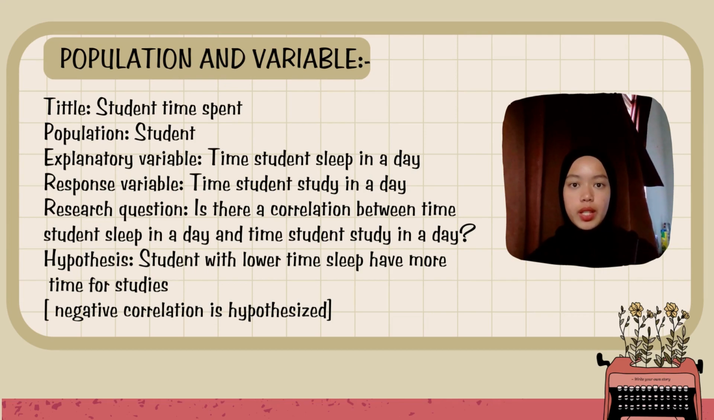So this is the population and variable that we got based on the data from the Google Form that we collected. The title is student time spent. The population is students. The explanatory variable is the time students sleep in a day, and the response variable is the time students study in a day.